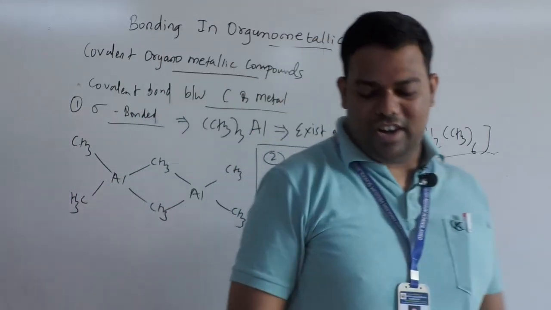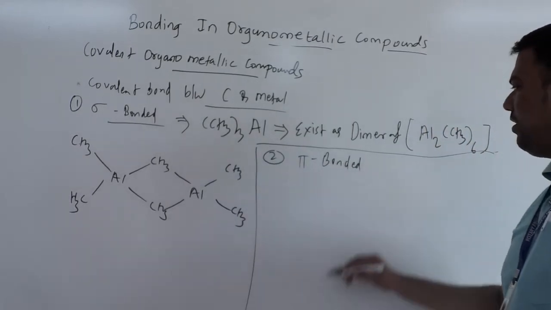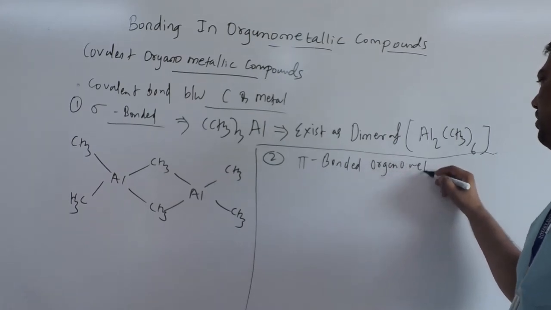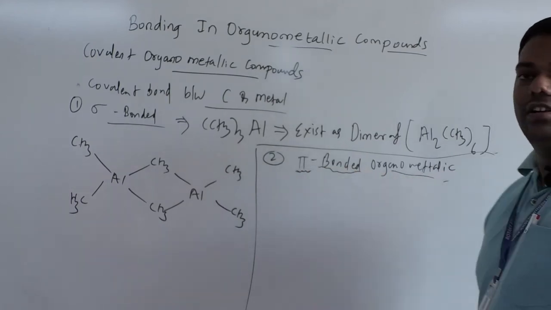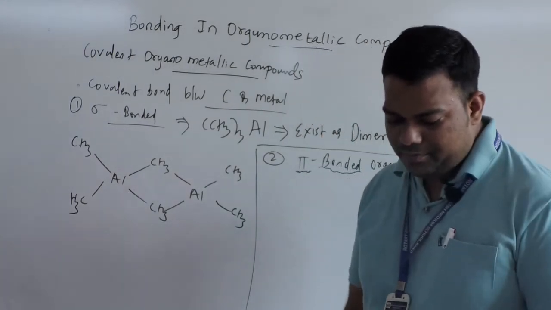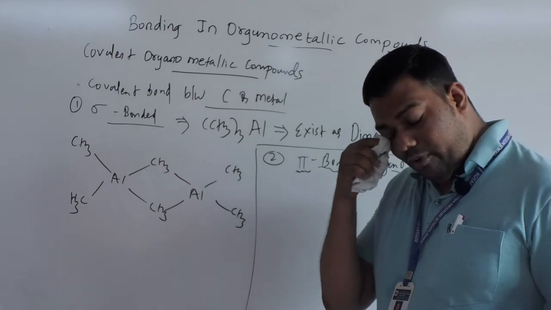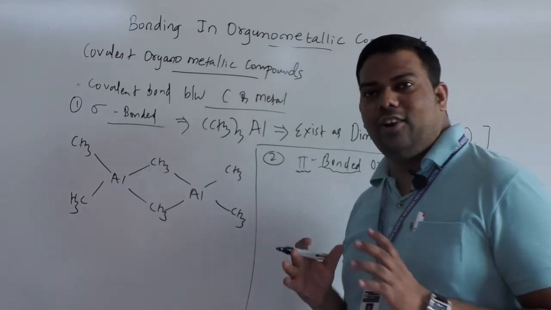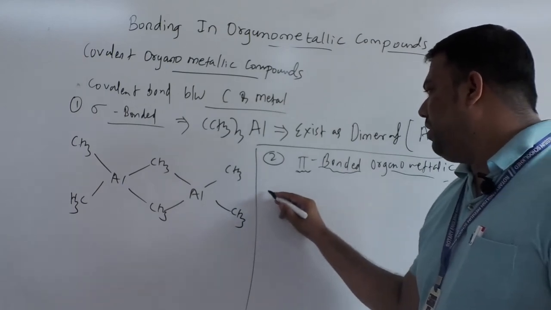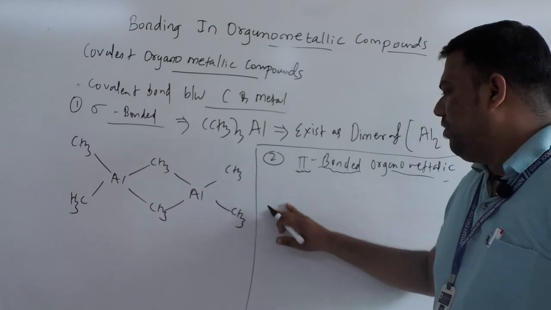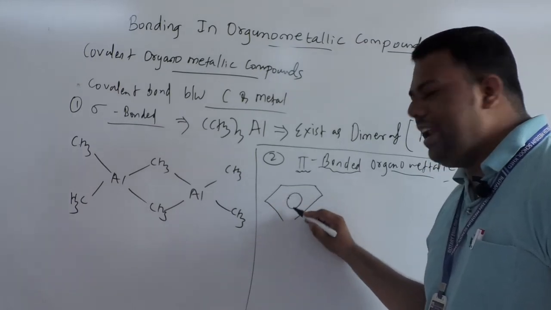Second, pi bonded organometallic compounds. Which are those examples? Here also, obviously, there are pi bonds between carbon and metal, and for bonding pi electrons are involved. So as an example, (a), we can mention ferrocene. See, like this, whatever pi electrons are there.